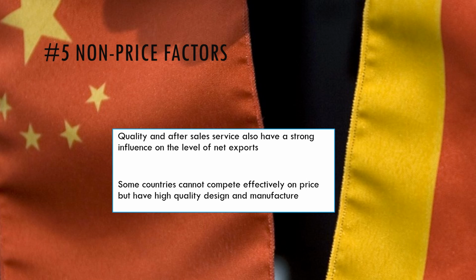And if you look at the flags in the background here, there is a slight clue as to two countries this might apply to. On one side, we have China, who are extremely price competitive in terms of their products, and that's one of the main reasons why they have a very positive trade surplus. On the right-hand side, we have Germany. Now, they have a very large trade surplus as well, and it's not so much on price competitiveness, but more on the high quality and the design and manufacture of the products that the German economy makes. So this could be an important influence on the level of imports and exports, not just price, but also non-price factors like quality.